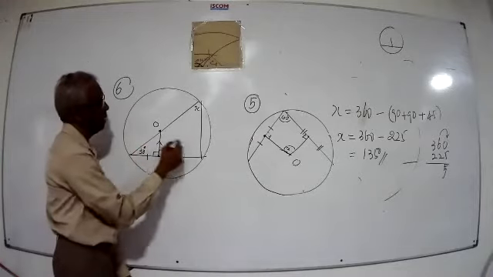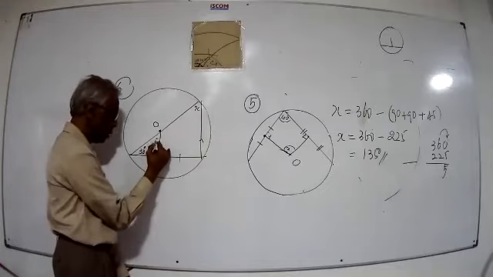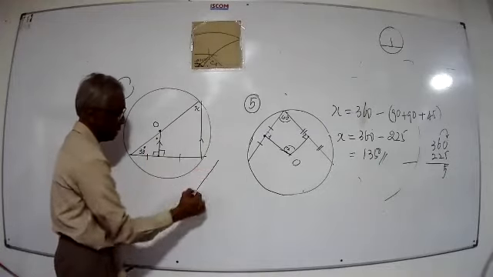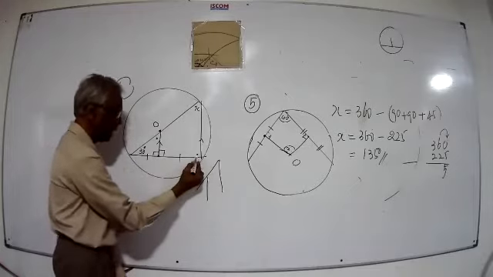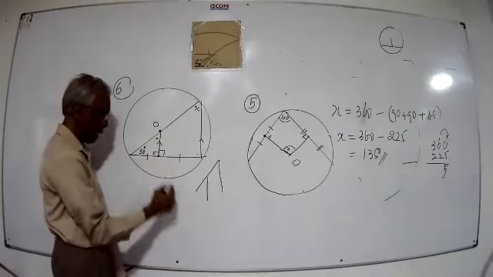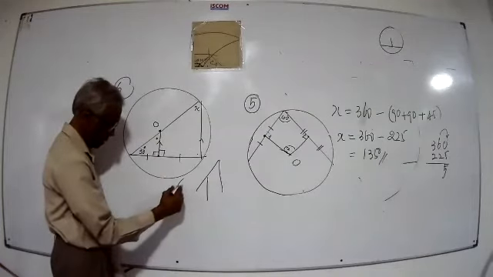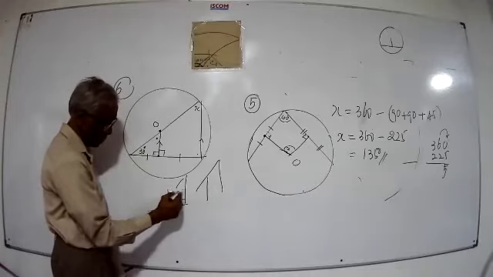Make a parallel line, make an angle, and look at anything inside the circle. Make a 90 now. This is also 90 because these are parallel lines.